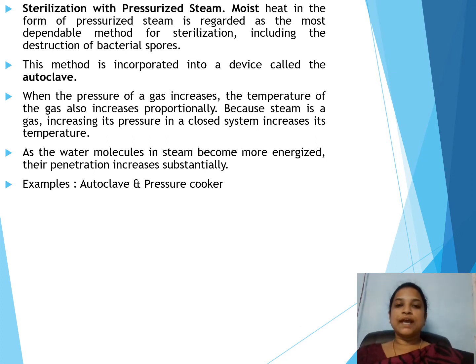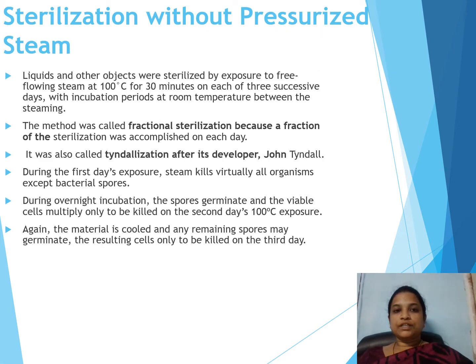When the pressure of the gas increases, the temperature of the gas also increases proportionally because steam is a gas. Increasing its pressure in a closed system increases its temperature. As the water molecules in the steam become more energized, their penetration increases substantially. Examples for this method are the autoclave and pressure cooker. Sterilization by moist heat can also be done without pressurized steam.